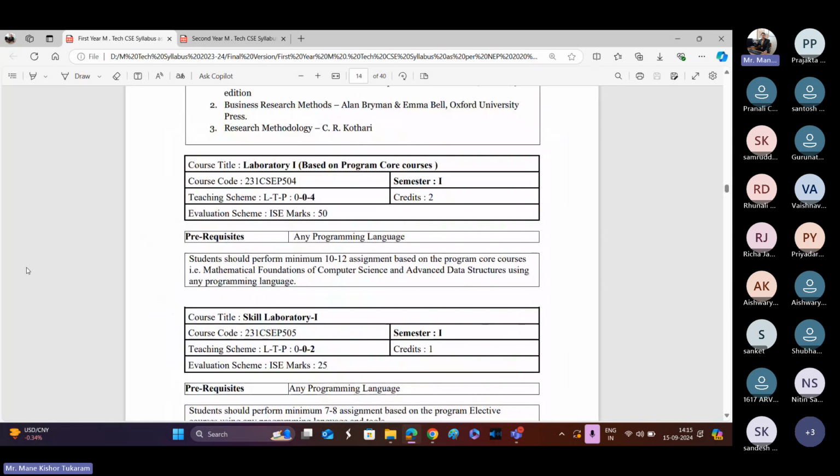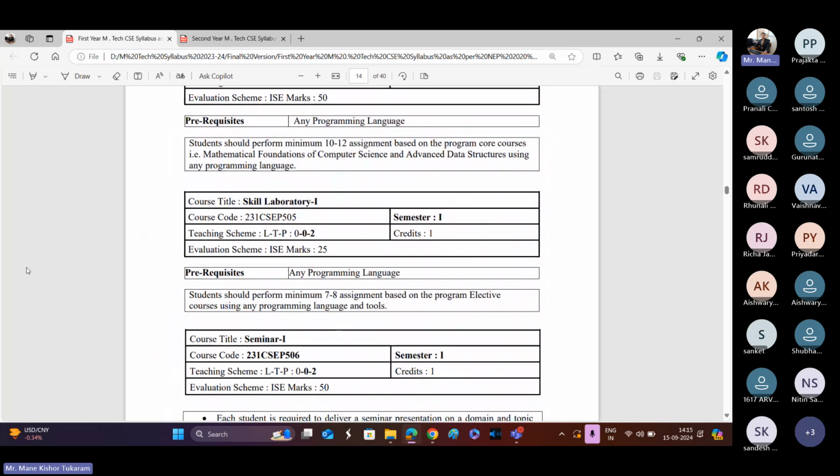So this is the laboratory 1 experiments. Then these are the skill laboratory.